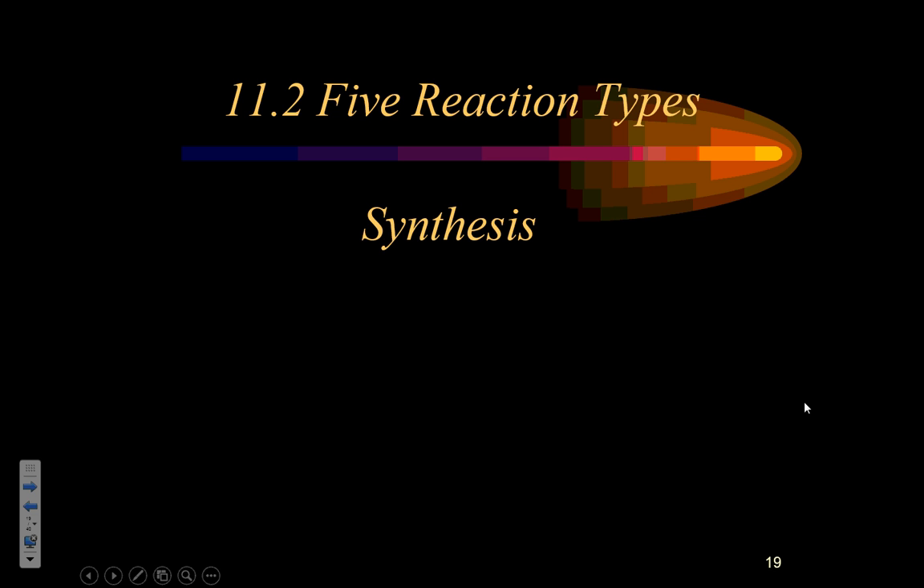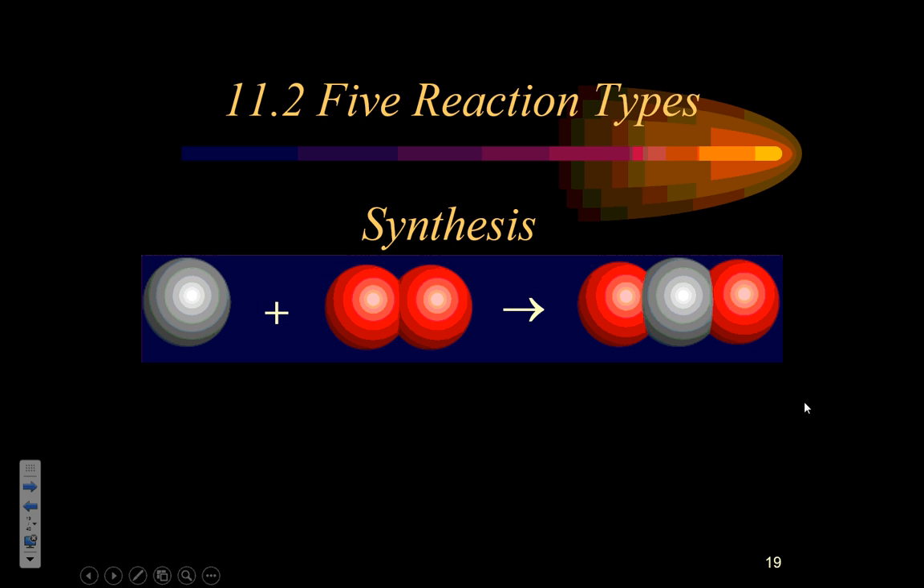put it all together. So, of our 5 fundamental reaction types, the first one we're going to look at is what's known as a synthesis reaction. Now, synthesize means to make. So in a synthesis reaction, we're taking more than one substance and combining it to make one product. So that's what a synthesis reaction looks like on the particle level. More than one reactant, only one product.